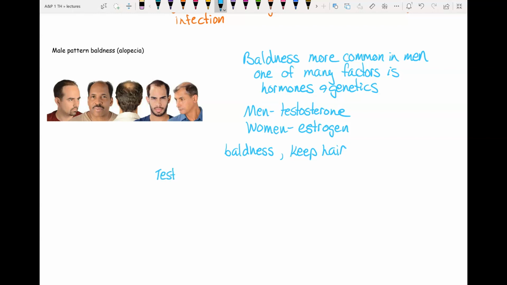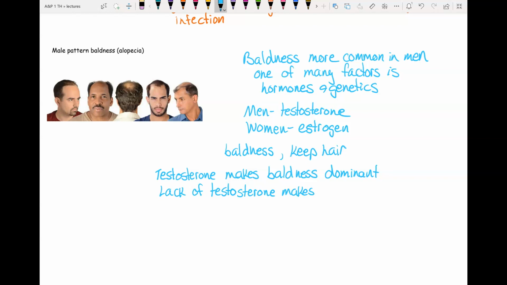Testosterone makes baldness the dominant trait. Whereas the lack of testosterone, such as in women, makes keeping your hair the dominant trait.